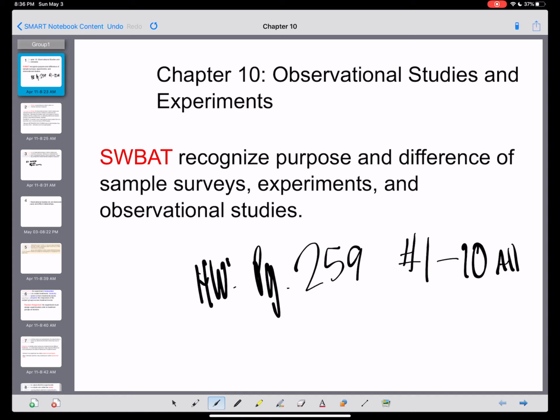Really dig deep and try to understand what is going on with this problem. Actually, I'm going to change it. I'm going to change it to 1 through 8. Okay. Cool. Okay. Let's get started.